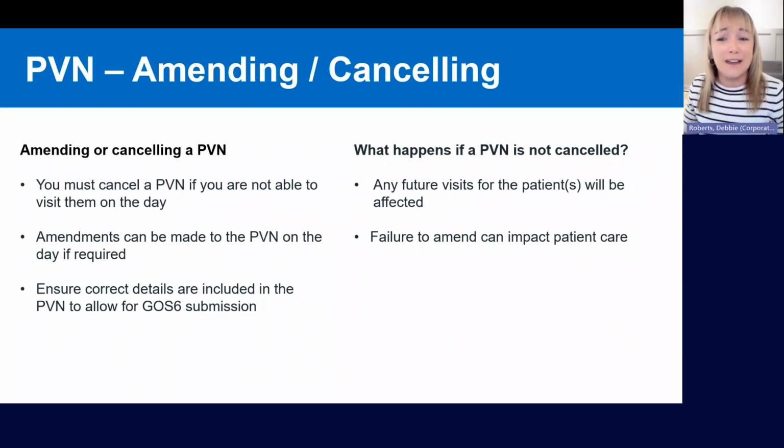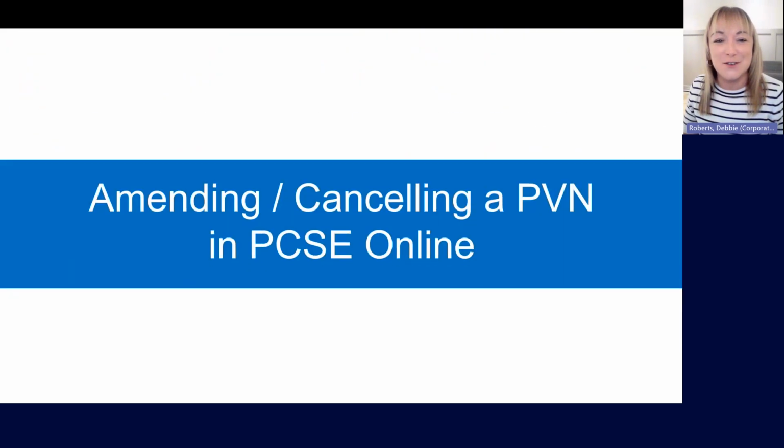So changes to PVN, including cancellations, may be made at least 48 hours in advance of any visit by just logging into PCSE Online and making the changes. And I'm now going to hand you back over to Salma, who's going to show you how to amend and cancel a PVN in PCSE Online.